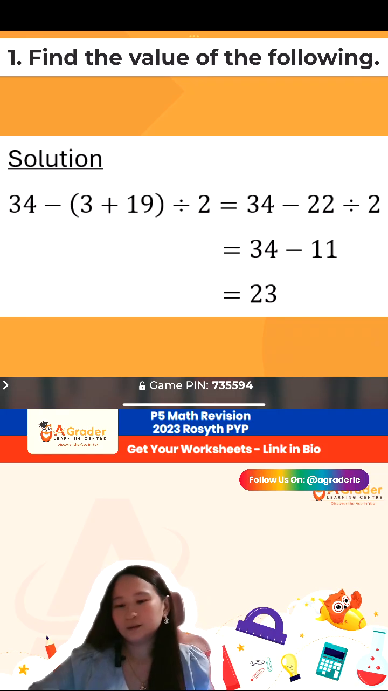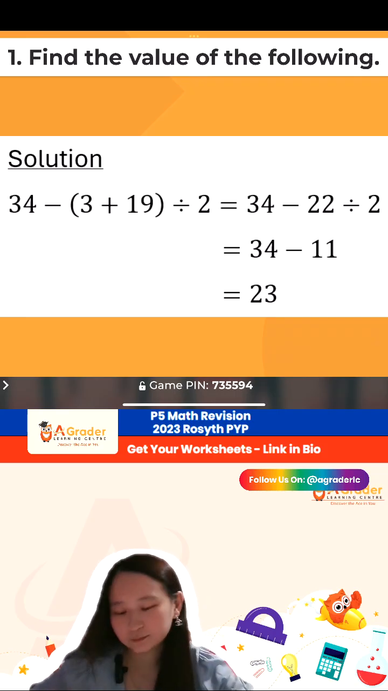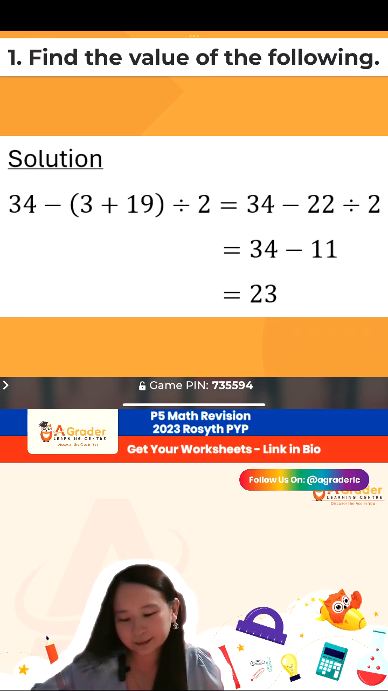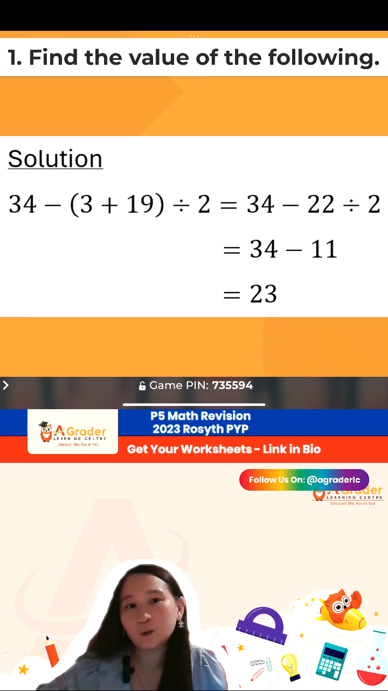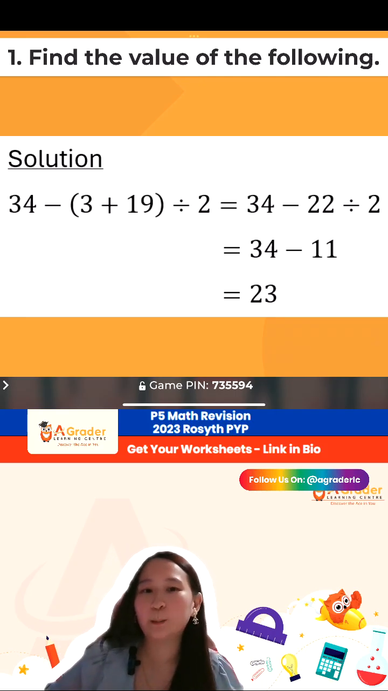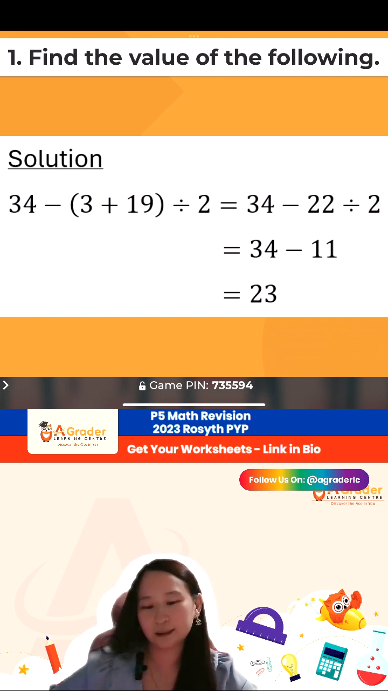Okay. So to find this, we have to follow the order of operations. So brackets first, that's why we take 3 plus 19, we get 22. So 34 minus 22 divided by 2. Then division comes first. So 22 divided by 2, we get 11. So 34 minus 11 is 23.